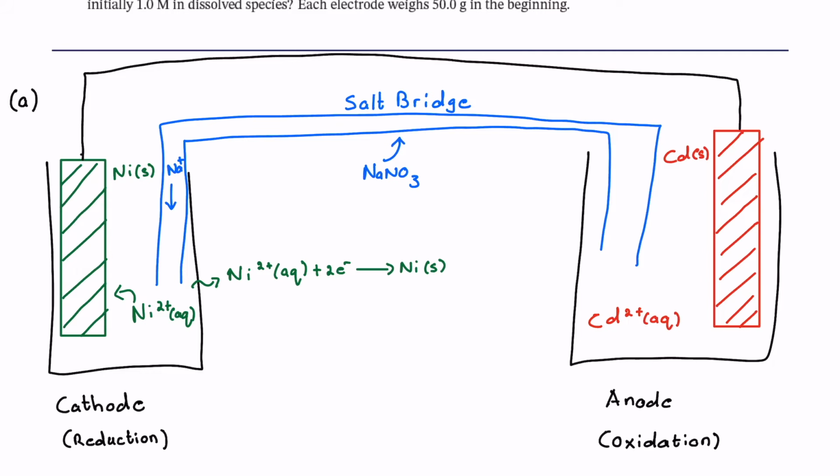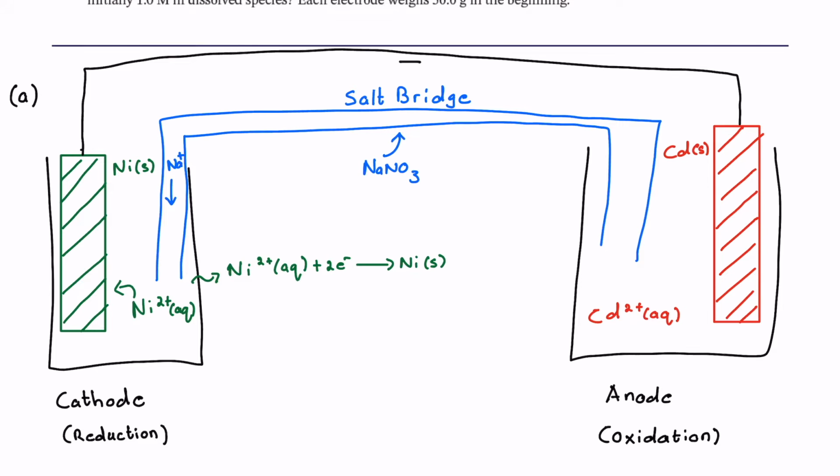Also importantly, for this reduction to occur, the nickel electrode where the reduction occurs is the electrode where we require the electrons. So this gives us the direction of electron flow in the circuit, right? The electrons need to flow from the cadmium electrode to the nickel electrode. And that leads me to the next point, what needs to happen at the cadmium electrode. At our cadmium electrode, we of course need oxidation.